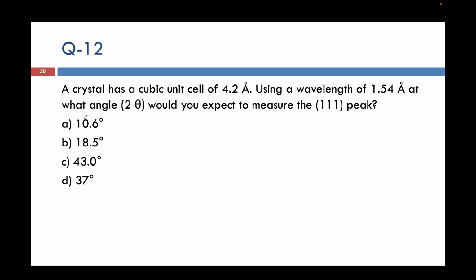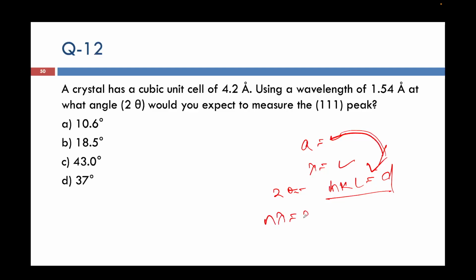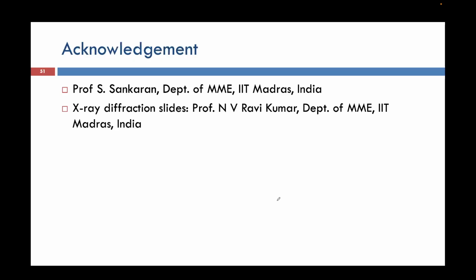A crystal has a cubic unit cell parameter a, and wavelength λ has been given. At what angle 2θ would you expect the 100 peak? So the HKL value has been given. From HKL and a both you can calculate the d value. Then you put nλ = 2d sin θ. The d value you can calculate from these two, and then λ is given. n you can take as the first order reflection, and then you can calculate this. Okay, so that will be the end of our session.